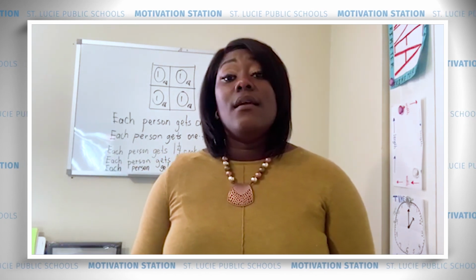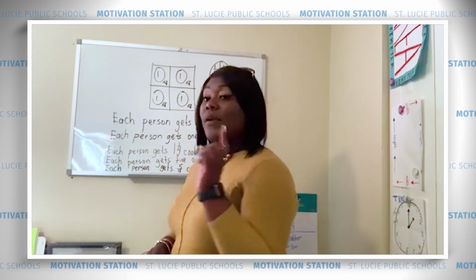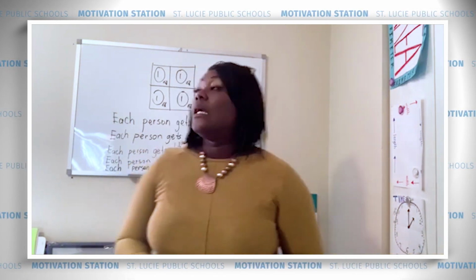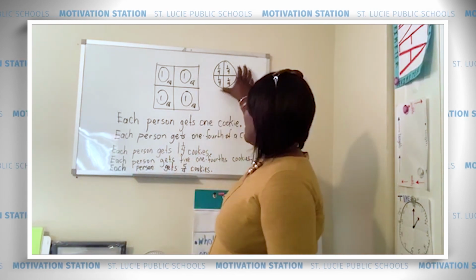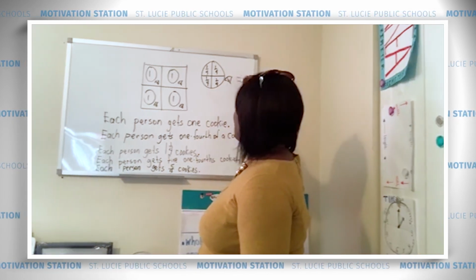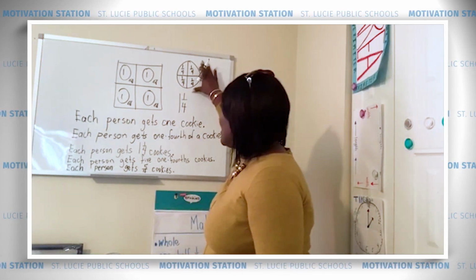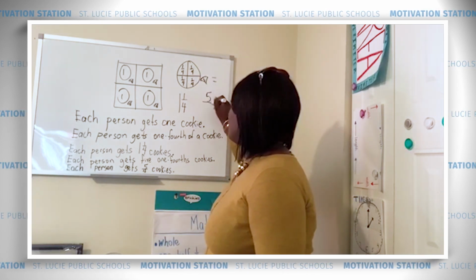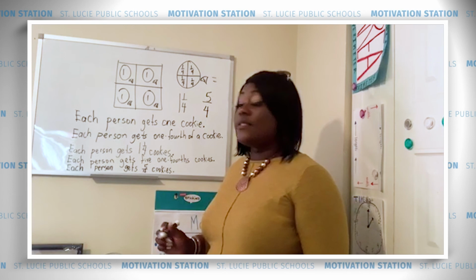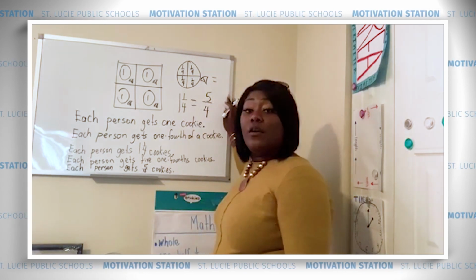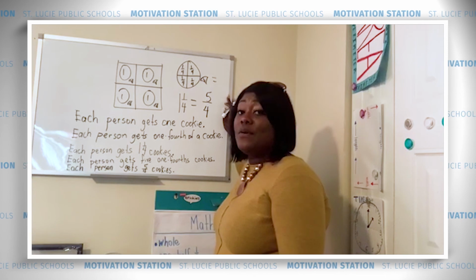Everybody already has 1 whole cookie, and they get an additional 4th size piece. So each person gets 1 1/4 of a cookie, or each person gets 5/4 of a cookie. Now remember, I've always told you, if this is equivalent to 1 1/4, and this is also equivalent to 5/4, then 1 1/4 is also equivalent to 5/4.